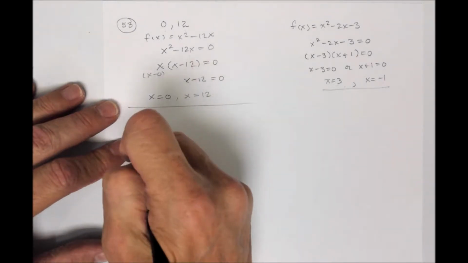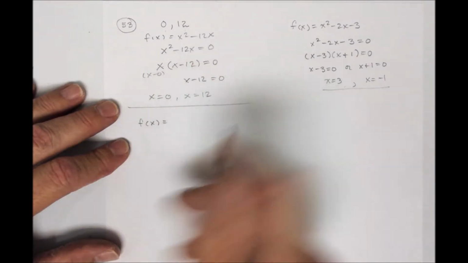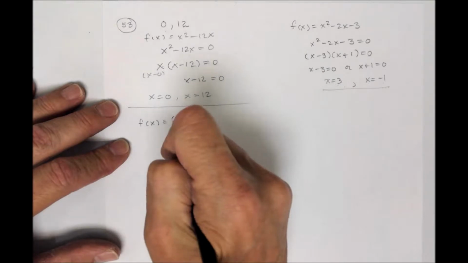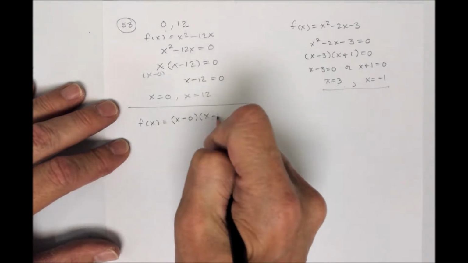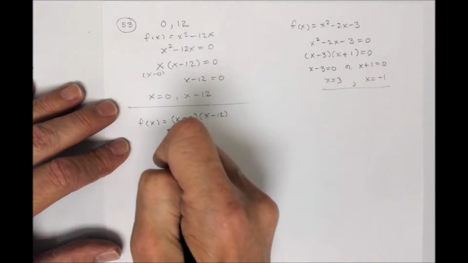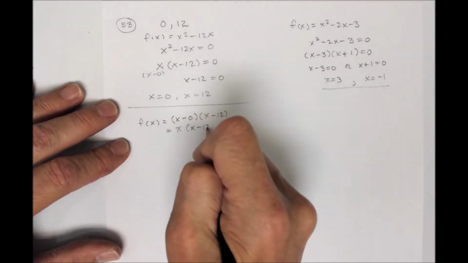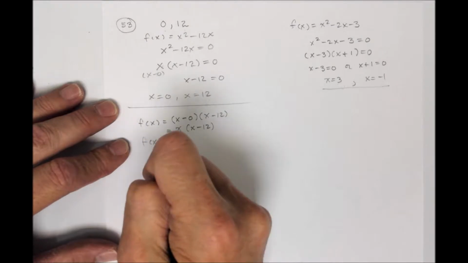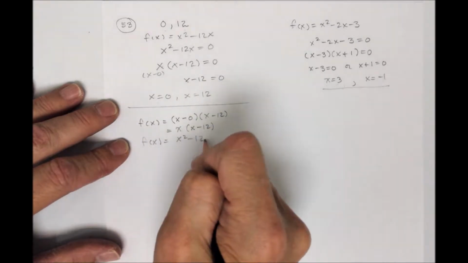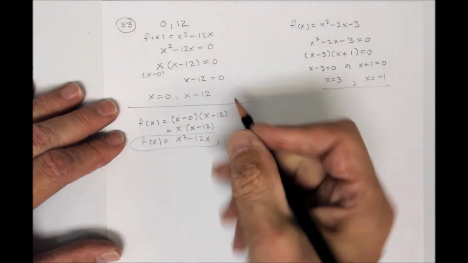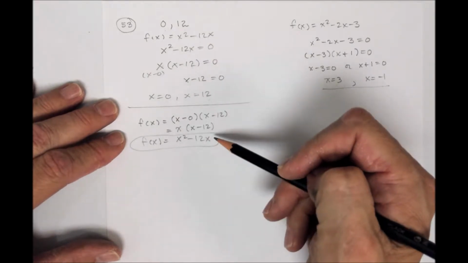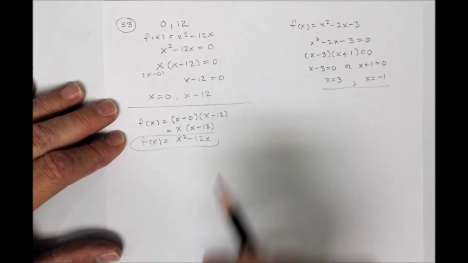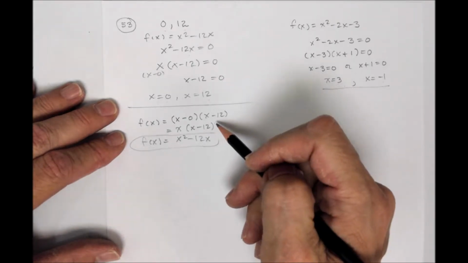That means that my function, I'm going right to the function here, is going to be x minus each one of these zeros, x minus 0 and x minus 12. And of course, x minus 0 is just x. So I get my function, x squared minus 12x. And that's a good answer, as I got back here. And look, a lot less time. Okay, there are different approaches to it, but this is probably the most efficient way to go about this.